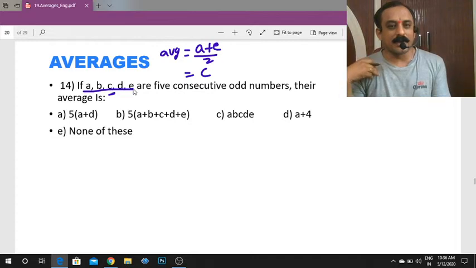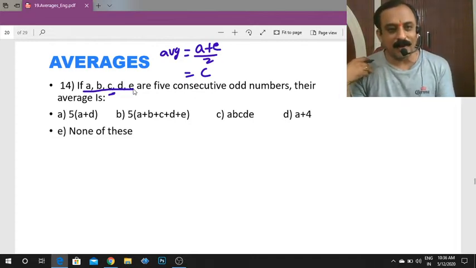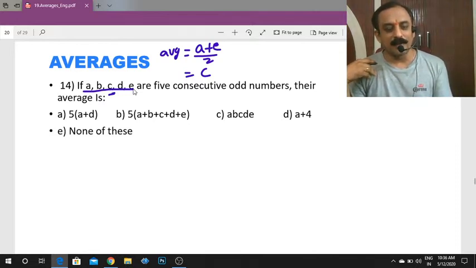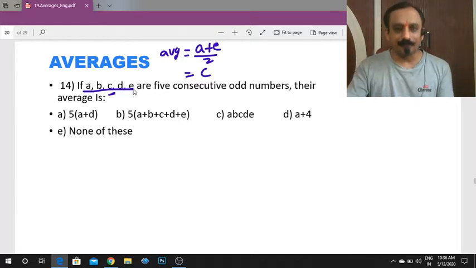But out of the five options, A plus E by 2 is not there and C is also not there. Then what is your answer? Tell me. Which one is the right answer?